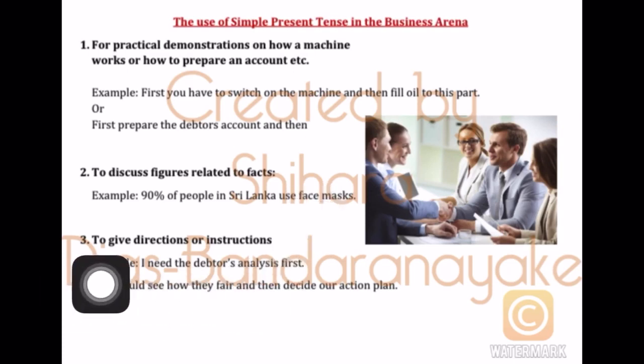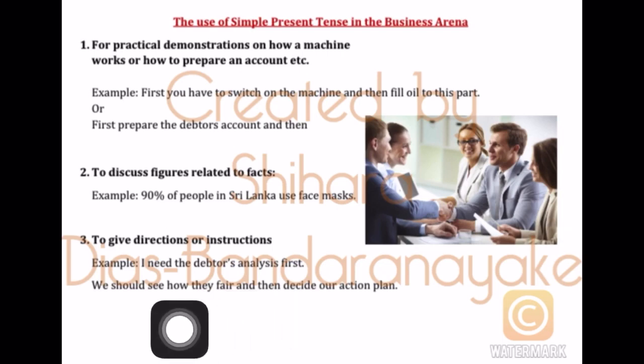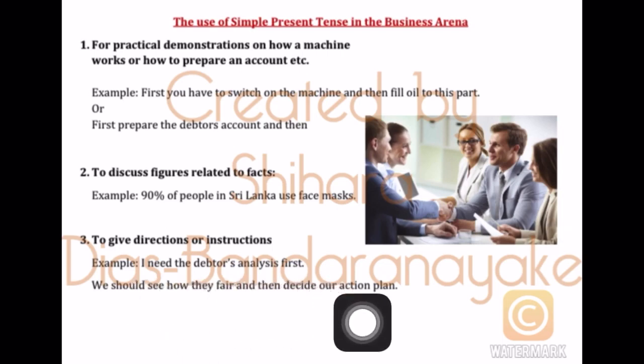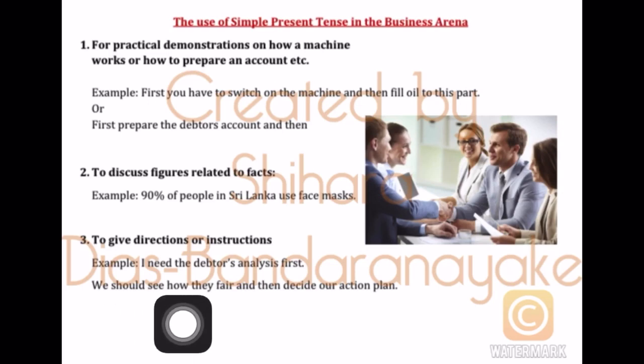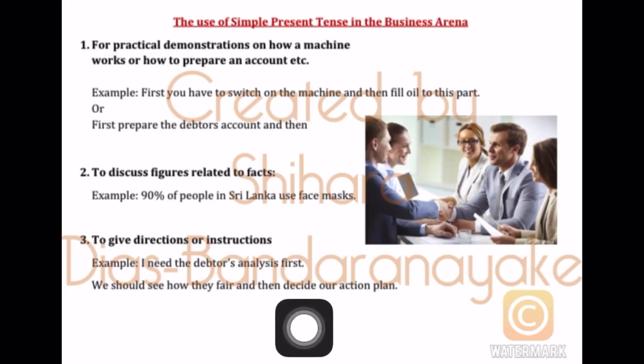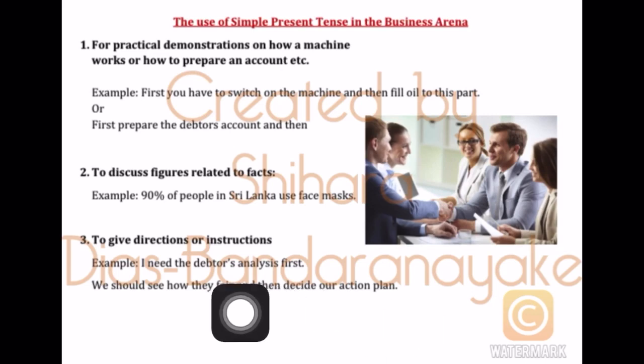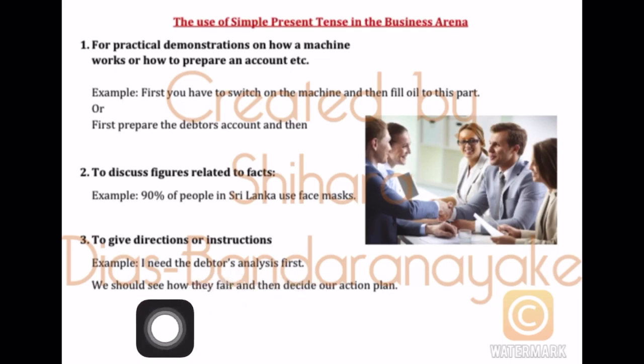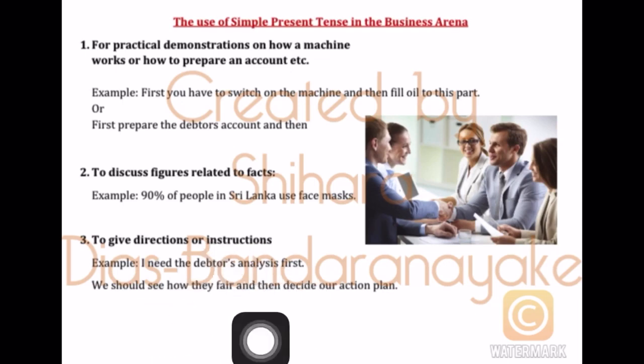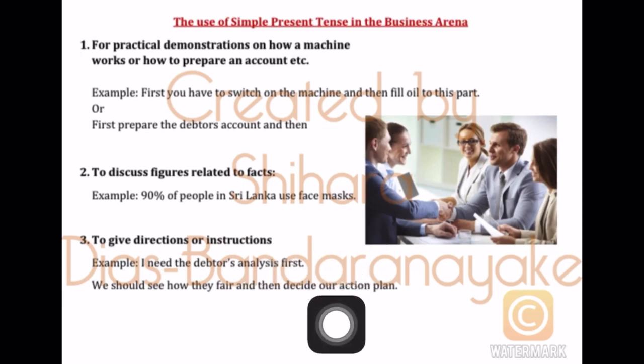Right. Number 3, to give directions or instructions. I need the debtor's analysis first. We should see how they fare and then decide our action plan. You see, now if you are the boss, okay, you tell people what to do, isn't it? You instruct them. You give directions, you give orders. So you first say, I need. I need. Simple present tense. We should see how they fare and then decide. Yes, all of them are in simple present tense.